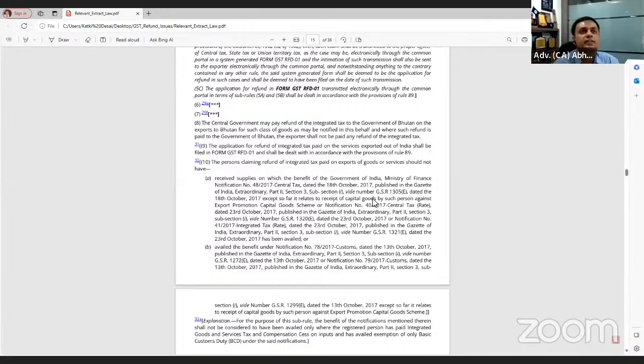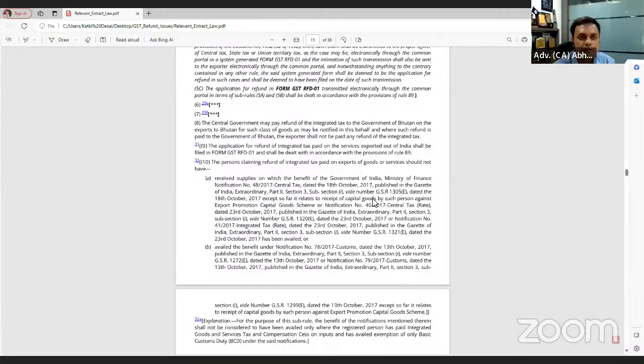So in a way, this restriction says that the moment an exporter avails the benefit under this notification, that exporter is barred from claiming the refund of IGST paid on exports of goods as well as services. And then the only remedy that is available for such exporters would be the claiming of the refunds of accumulated credit under Rule 89 and not under this particular Rule 96.